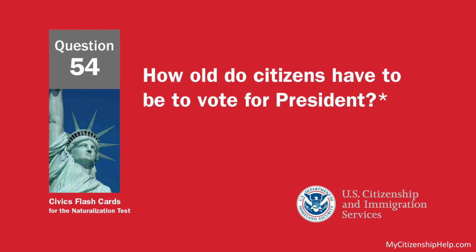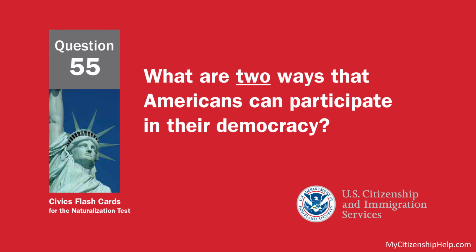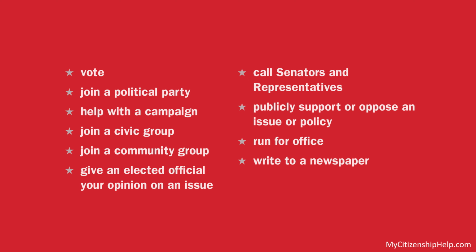How old do citizens have to be to vote for president? 18 and older. What are two ways that Americans can participate in their democracy? Vote. Join a political party. Help with a campaign. Join a civic group. Join a community group. Give an elected official your opinion on an issue. Senators and representatives. Publicly support or oppose an issue or policy. Run for office. Write to a newspaper.